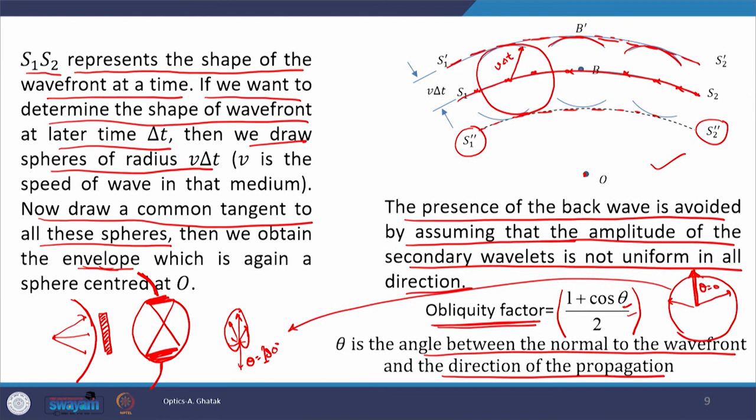Later Fresnel came into the picture and he modified the Huygens principle, and he said that the wave fronts can also interfere. Once we incorporate this addition into the Huygens principle, then this principle can explain interference and diffraction. And this modified principle is called the Huygens-Fresnel principle.